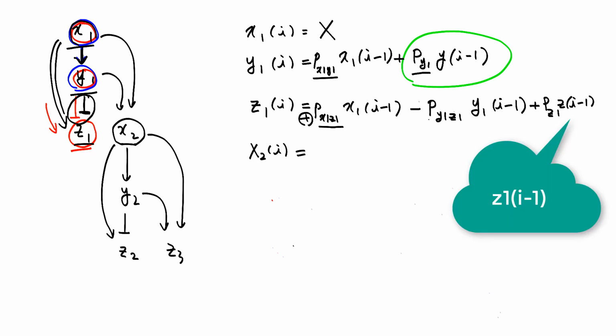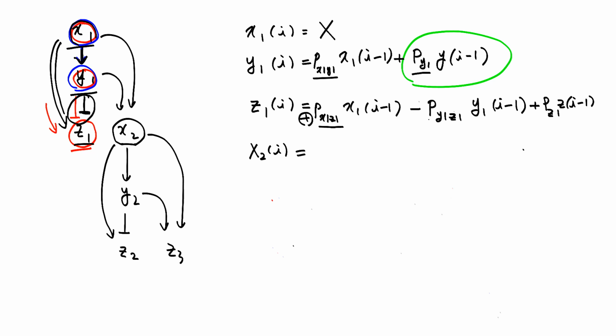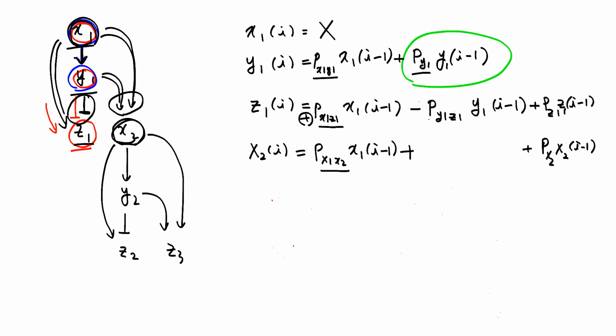Now we should have this degradation term, which is p x2 x2 i minus 1. And we have two inputs, x1 and y1. They are both activation. So we have positive p x1 x2, because this arrow goes from x1 to x2. We have x1, i minus 1, and plus this one, p sub y1 x2, y1 i minus 1.